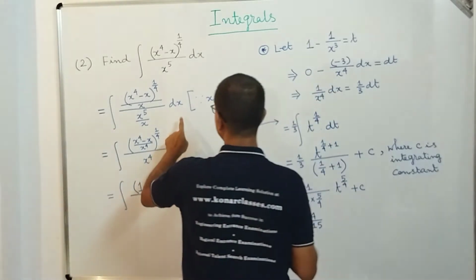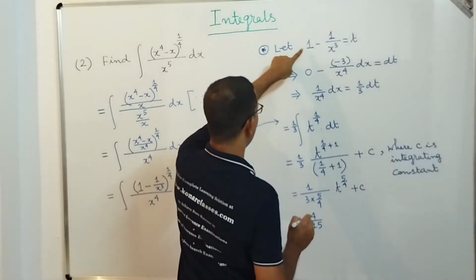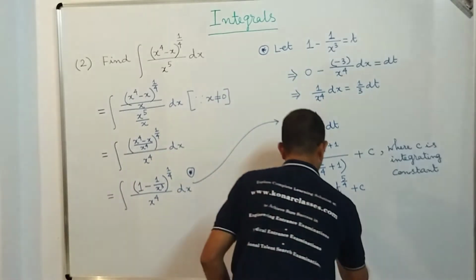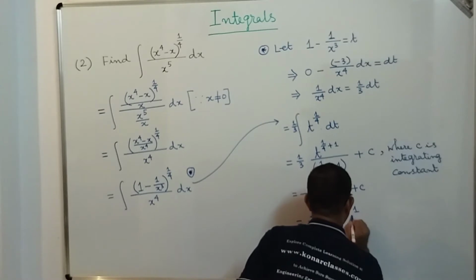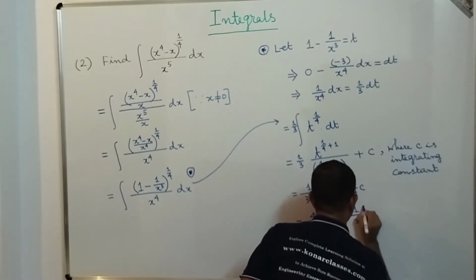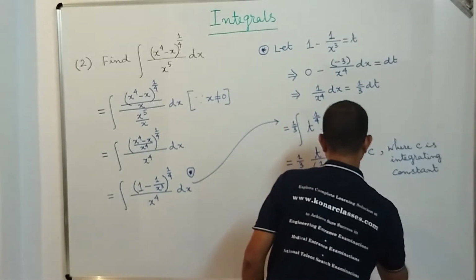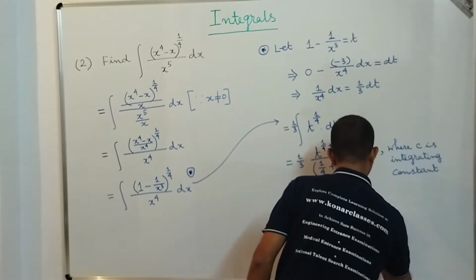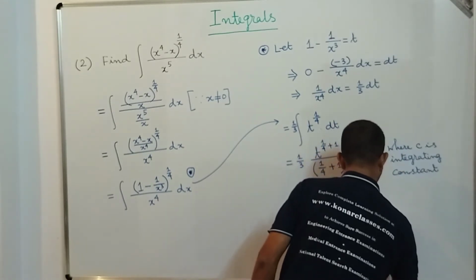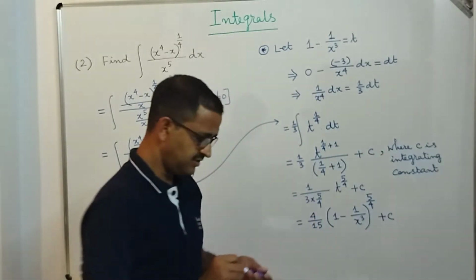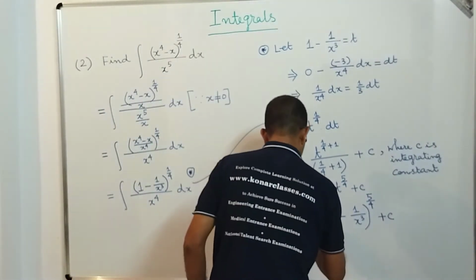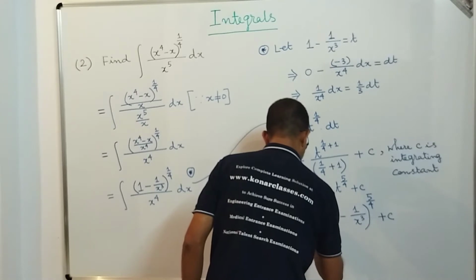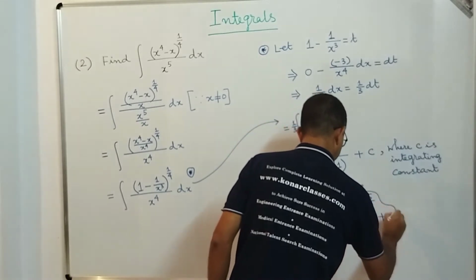What is t, dear students? The value of t is equal to 1 minus 1 by x to the power 3. So 1 minus 1 by x to the power 3, whole power 5 by 4, plus c. So this is the value of the integration. Okay. So the value of this integration, we get this one.